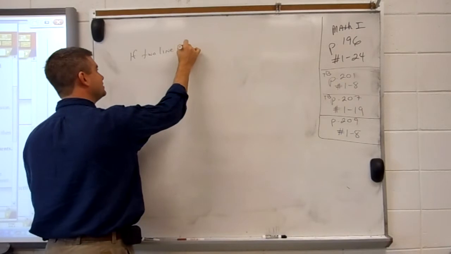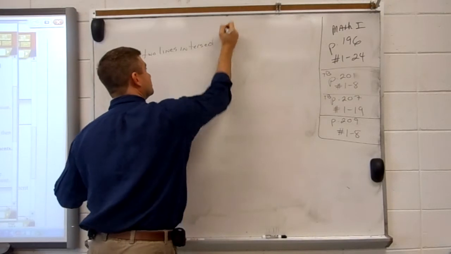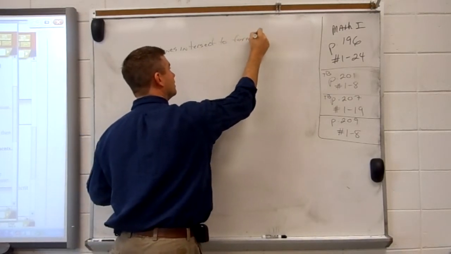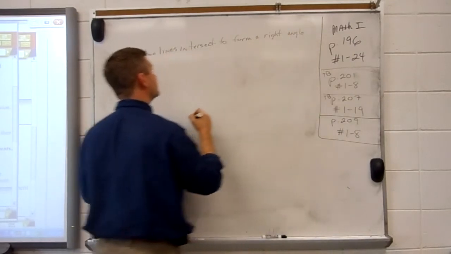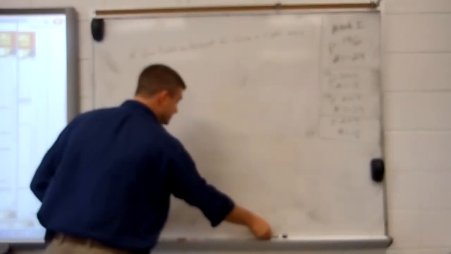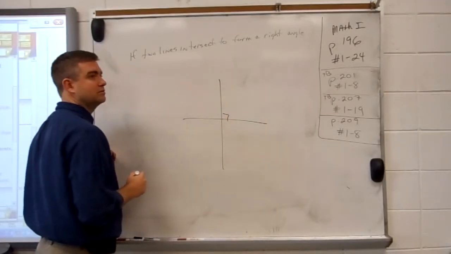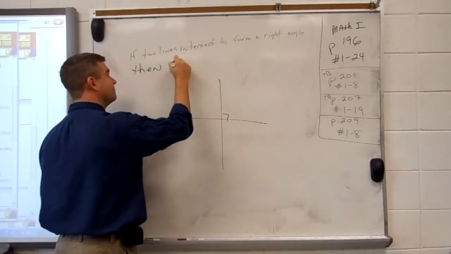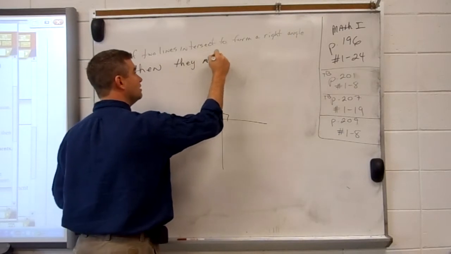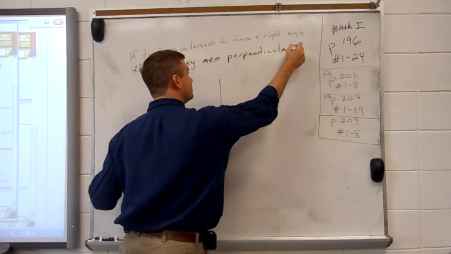If two lines intersect, write this down in your notes, to form a right angle. Okay? What is that? Is that the hypothesis or the conclusion? That's the hypothesis. We've got two lines. They intersect to form a right angle. Then, our conclusion is what? They are perpendicular. Write that in your notes if you haven't already.